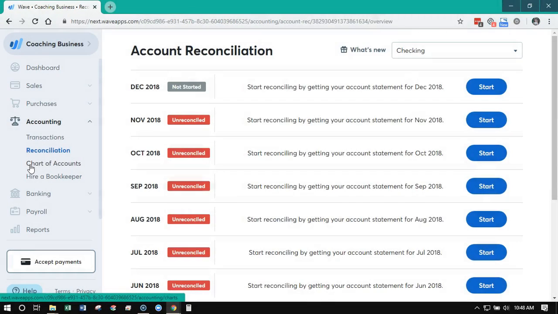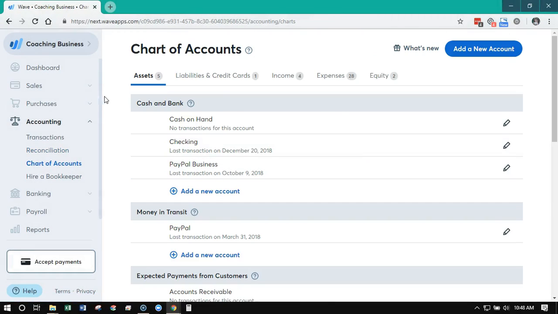Okay, let's go to chart of accounts. This is an important area because this is where we list all of your accounts and all of the income and expense categories. So I'm going to give you guys some basic accounting knowledge right now. Assets is money you have. So this is where all of our bank accounts go. They also have this thing called money in transit. So this is where it will pop in sometimes Wave payments, Stripe, and other things.